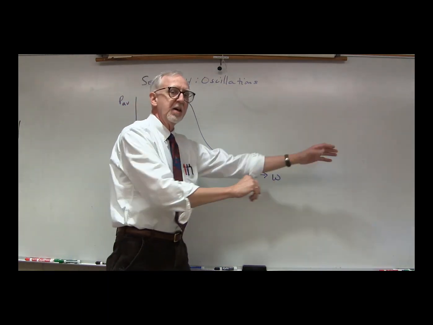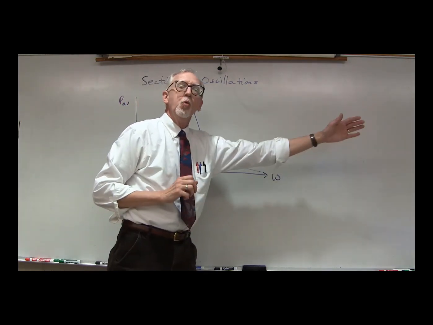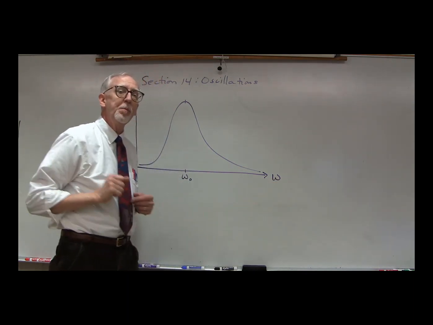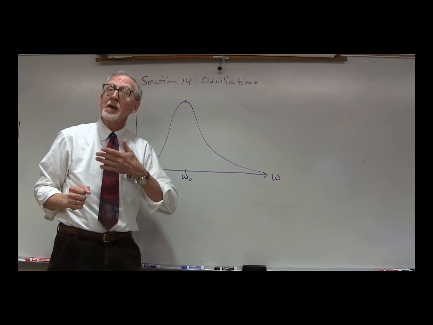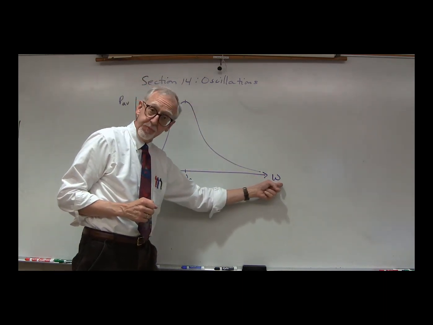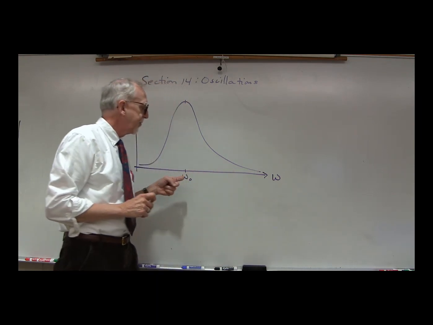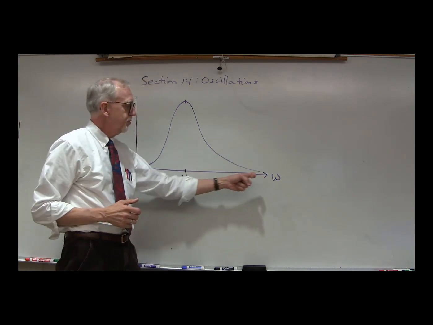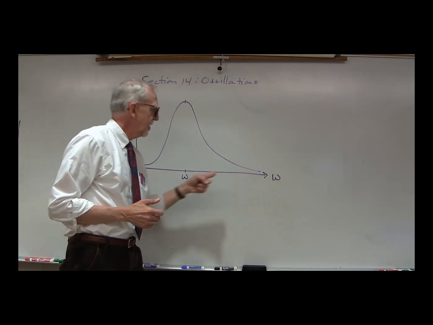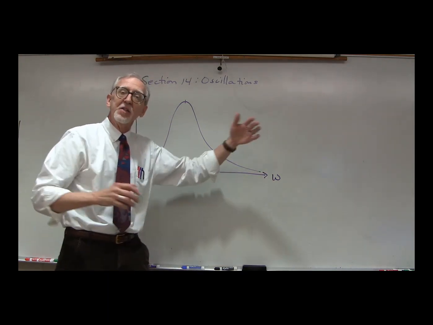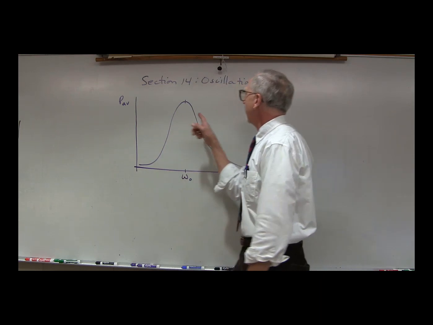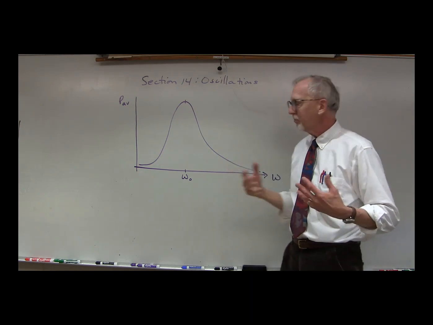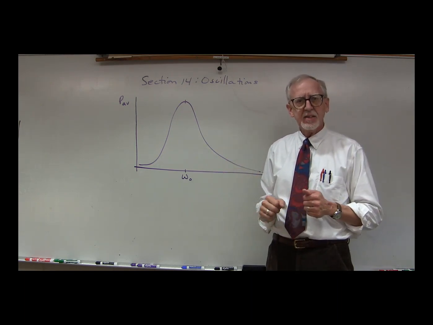Also, how do you push the child? You push the child, and then when they come back, you push them again. When they come back, you push them again. In other words, you match the frequency of your pushing to the frequency of their swinging. You match the frequency of your forcing function to the natural frequency of the system, the child swinging. You match omega to omega naught, and that's what's going to give the child the largest swing. In other words, the biggest amplitude for the motion, where the most amount of power is absorbed by the system. Very good. Well, okay, that makes sense.